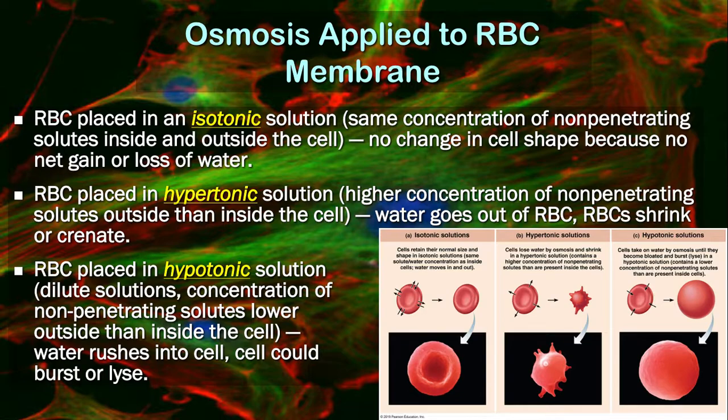Hypertonic. We had more solute in the solution. The water is moving out of the cell, so the cell will shrink. Another way to say this is crenate. Crenation is shrinkage.